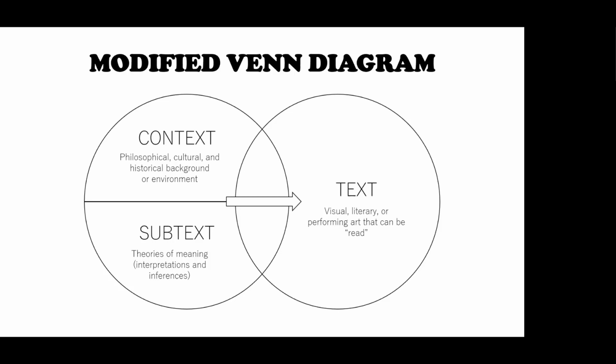So text is always in the background of the environment. That environment is philosophical, it's cultural, it's historical, right? Things aren't made in a bubble. So instead, we look at how does history, how did the culture of the day, how did the society of the era, how did those things influence the art being created?